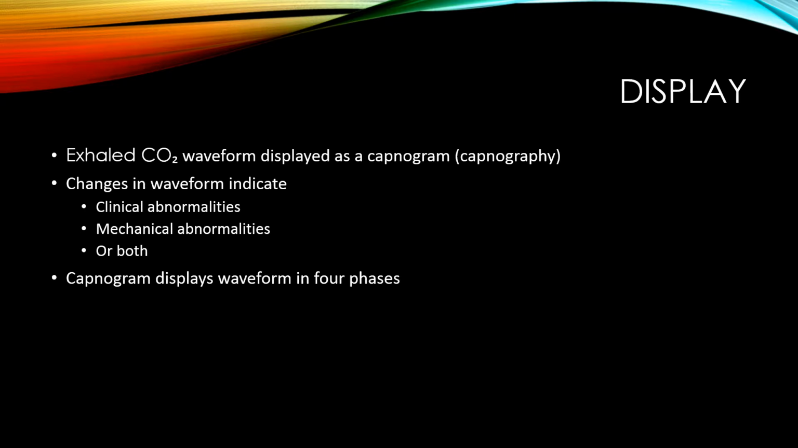So how is end tidal CO2 displayed? Exhaled CO2 waveforms are displayed on the monitor as a plot of end tidal CO2 versus time, called a capnogram, which provides you, the nurse, with a continuous graphic reading of the patient's end tidal CO2 level with each exhaled breath. Changes in the waveform indicate clinical abnormalities, mechanical abnormalities, or both, and require immediate assessment. On a capnogram, the waveform is composed of 4 phases, each one representing a specific part of the respiratory cycle.